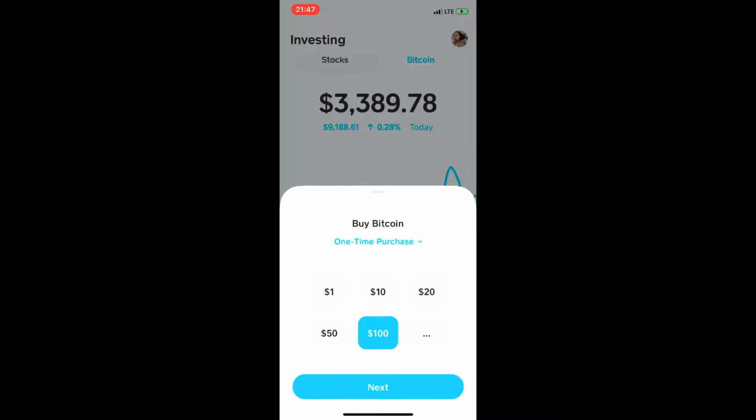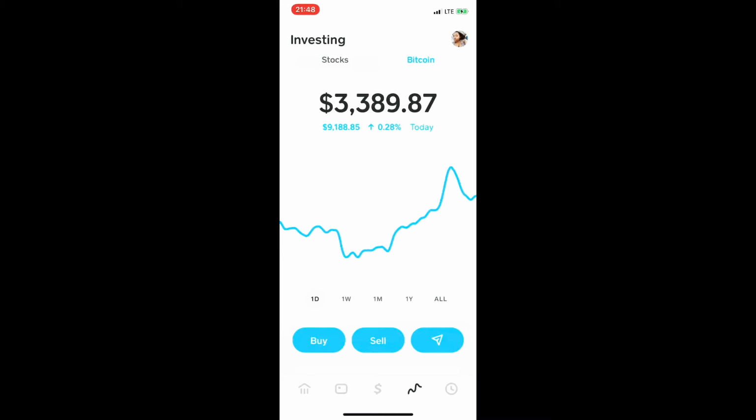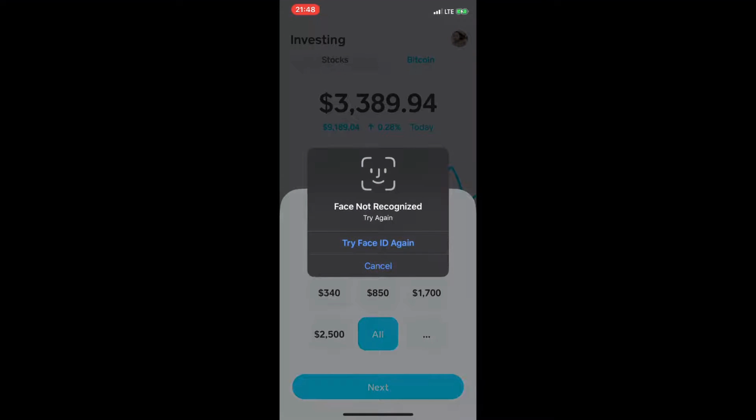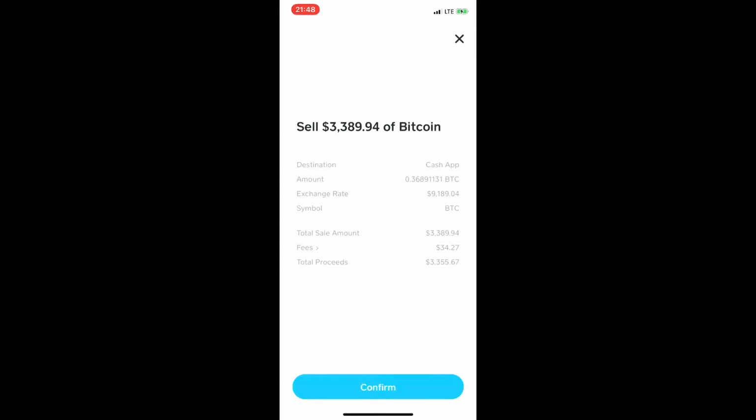This page pops up. You can click any amount. I click $100, and this page is going to pop up after my Face ID. The last thing to where the transaction goes through is if you click confirm. I'm going to click on sell, and I clicked on all of my amount just to show you how it works. And then, use your Face ID again. And once you get on the next page, the last step, it will be to click confirm again.